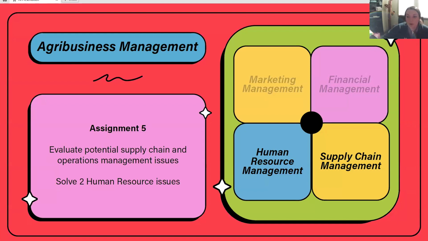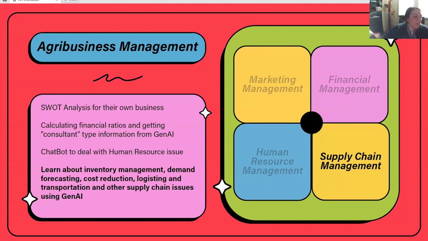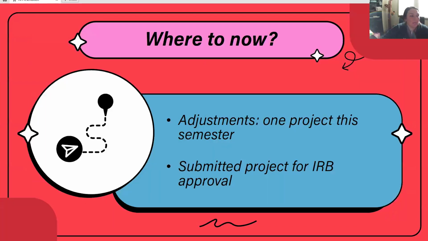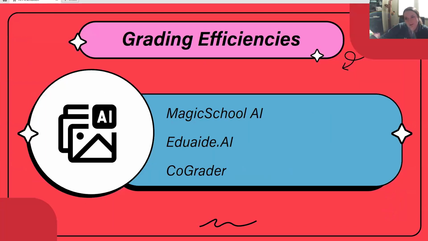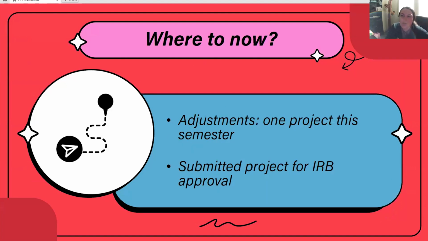We finished up with an exit survey and then moved on into where we're going from here. So where we're going from here is grading efficiencies. I'm short on time, so I'm just going to gloss over this. We'll come back. If you have any questions, I'm happy to share more on that.